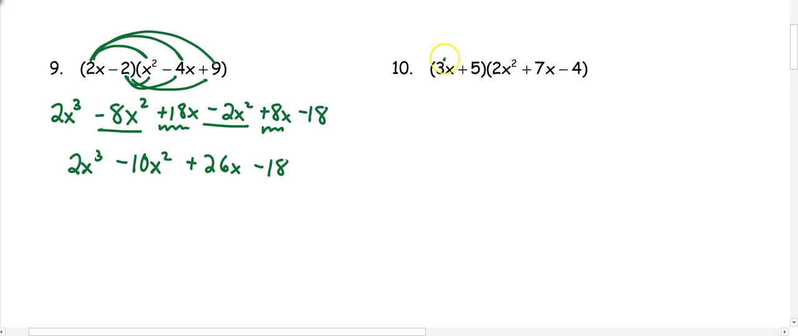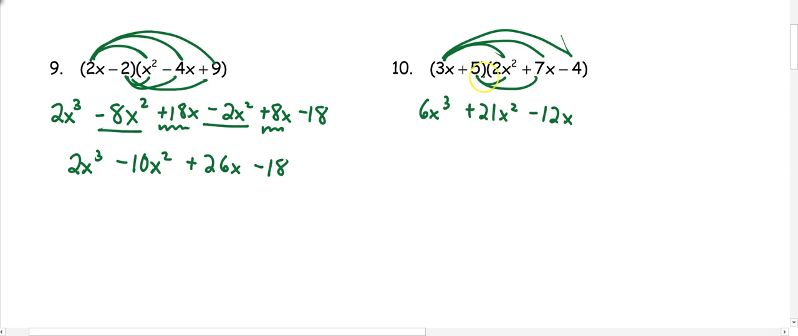So let's do one more. Number 10, we're going to distribute 3x to all 3 terms first. So 3x times 2x squared gets us 6x cubed. 3x times 7x gets us 21x squared. 3x times negative 4 gets us negative 12x. Then we're going to distribute again with the 5. So 5 times 2x squared is 10x squared. 5 times 7x is 35x. And 5 times negative 4 is negative 20.